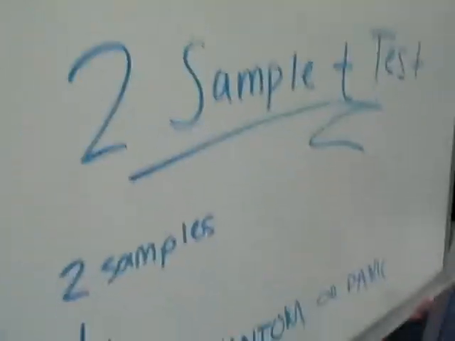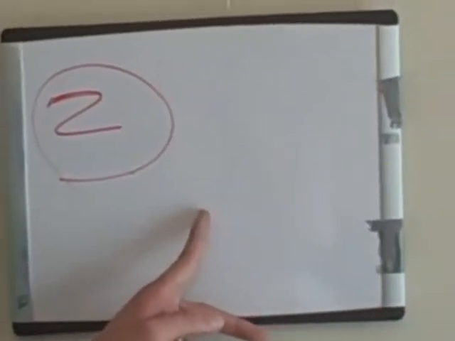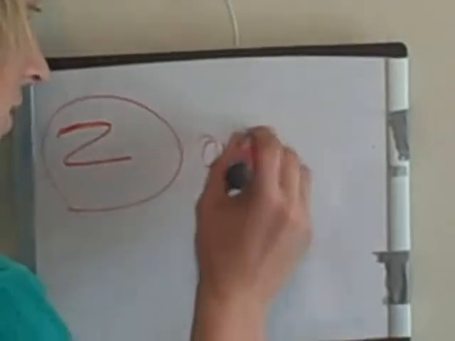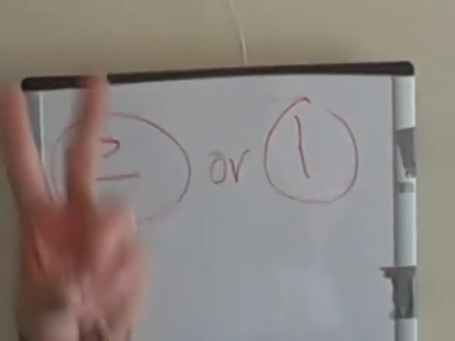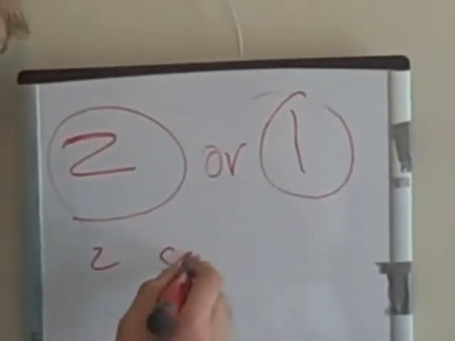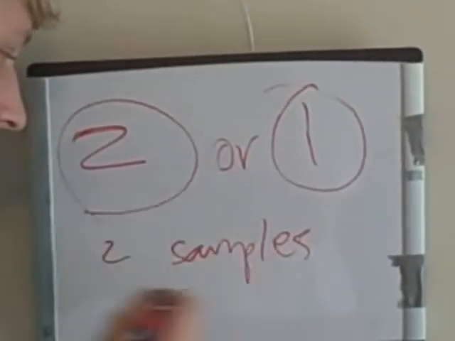Okay. So confused. Why 2 instead of 1? Why not 1 or 1? Because we have 2 samples. 2 samples. We have 2 samples.